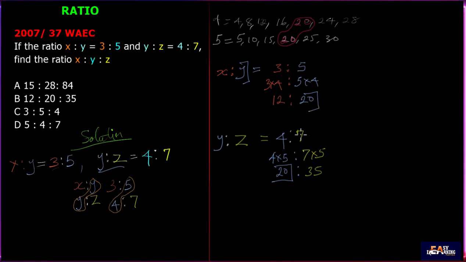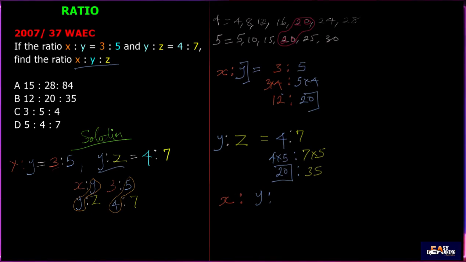Meaning everything is the same, and here x is 12. So we were asked to find this now. So we can now say that x is to y is to z is now equal to the new values. We will be able to change x to 12.